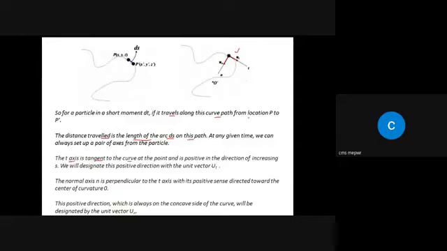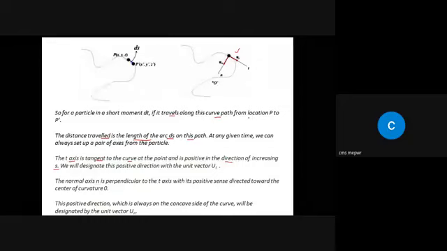it will be positive in the direction of increasing s. If you observe an increase in s, an increase in displacement, an increase in distance, then in that direction t will be positive, right? Okay, and the unit vector that we have along the t axis is represented by ut.